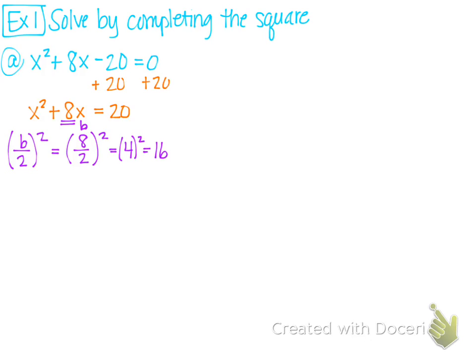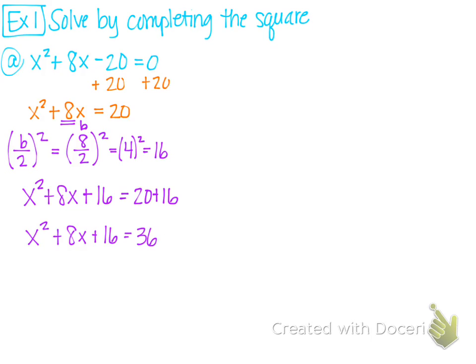So now we have x squared plus 8x plus 16 is equal to 20 plus 16. So now we can clean up the right-hand side. We know what 20 plus 16 is. So we have x squared plus 8x plus 16 is equal to 36. So step 2 is done.